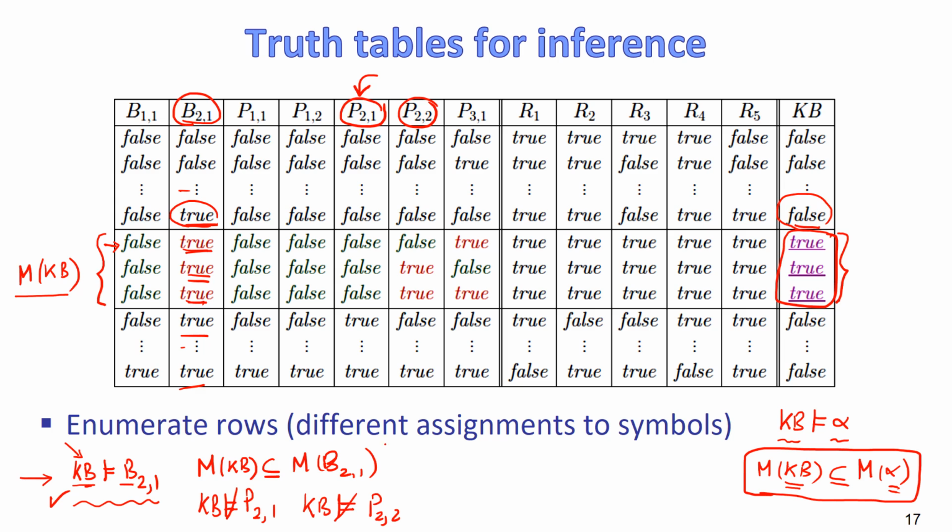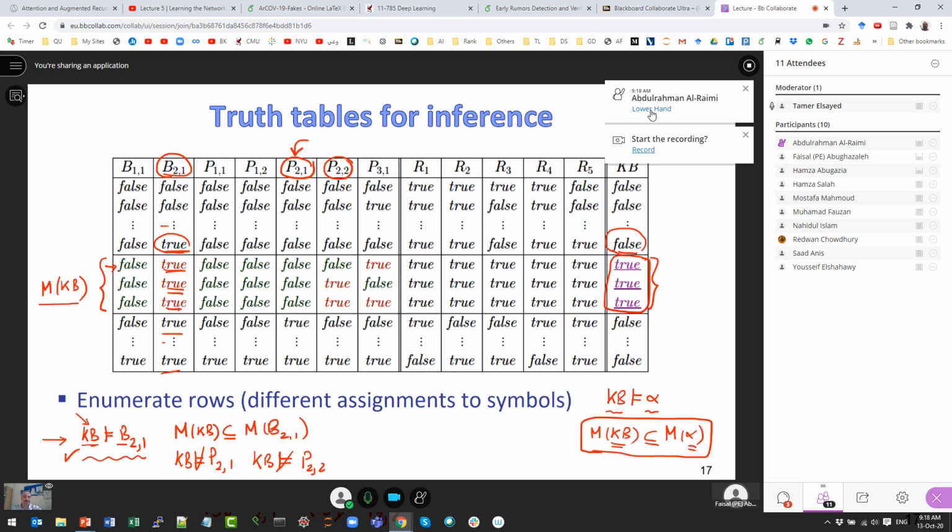Thanks, Faisal. Now let me ask you another question. I think it's very clear that yes, the knowledge base entails B21 because everything is true here. It doesn't entail P21 and also doesn't entail P22. Now let me ask you about P21 again. Can we say something else about P21? We know that the knowledge base doesn't entail P21, but can we say something else, Abdurrahman?